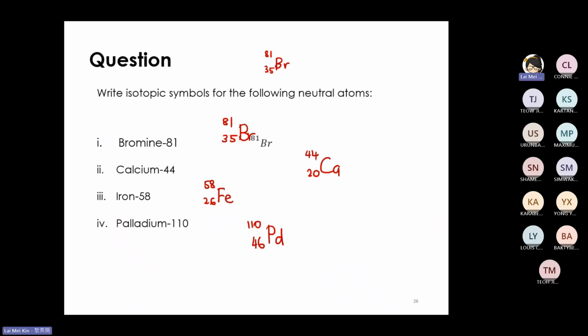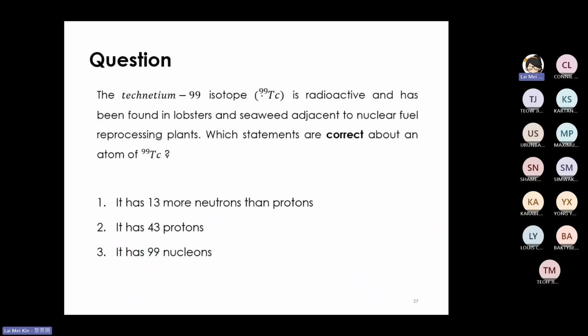One question before I let you off for a short break. Technetium-99 isotope is radioactive and can be found in lobster and seaweed adjacent to a nuclear fuel processing plant. Which statements are correct about an atom of technetium-99? Take some time to calculate and let me know.